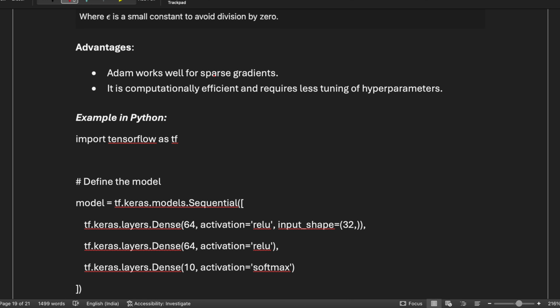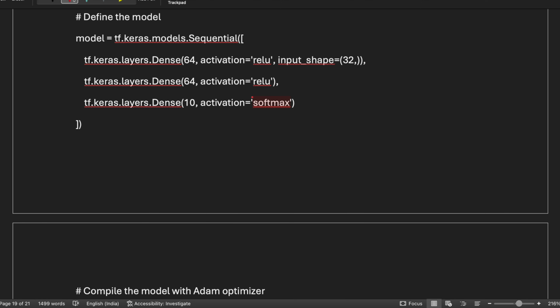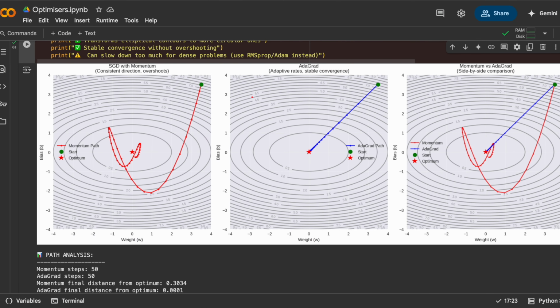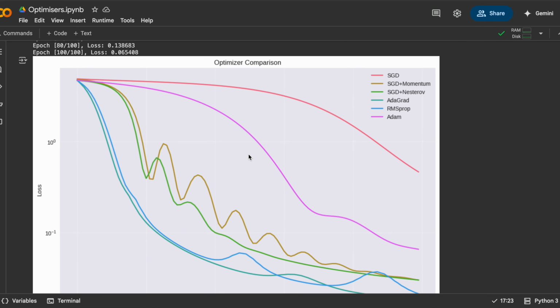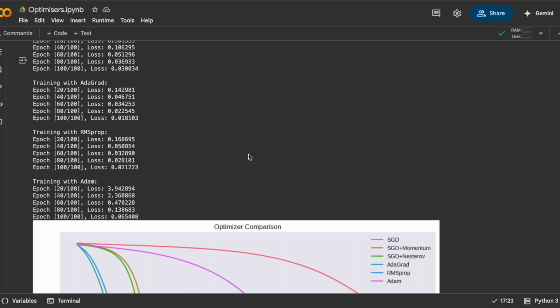So Adam works well for sparse gradients. This you have to remember. It is computationally efficient and requires less tuning of hyperparameters. There is another piece of code which is given, and I will take you to this.